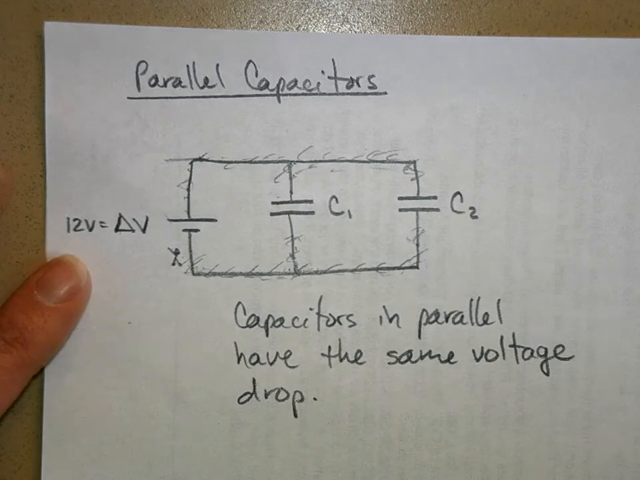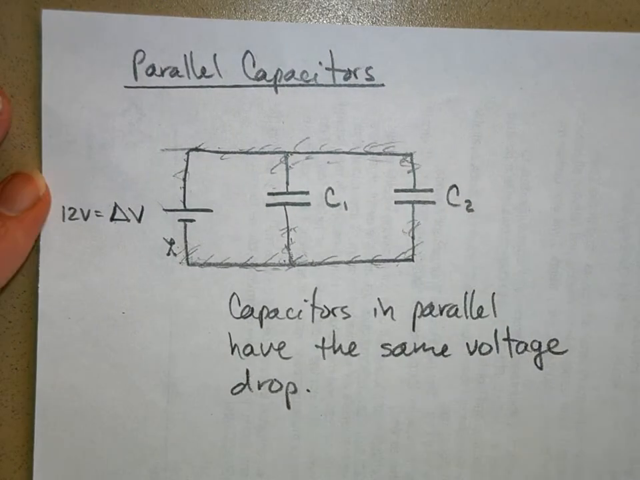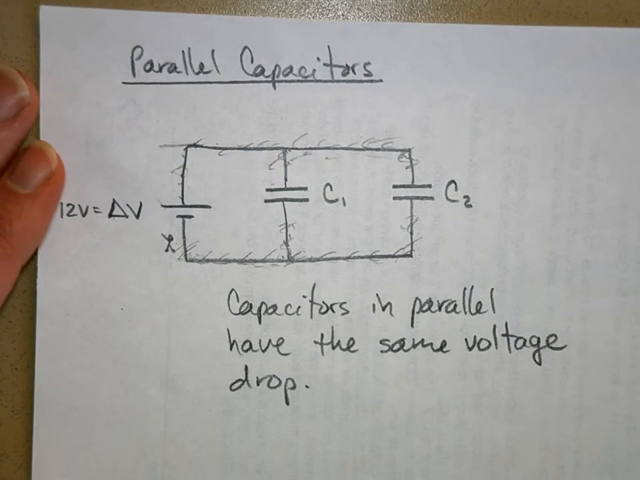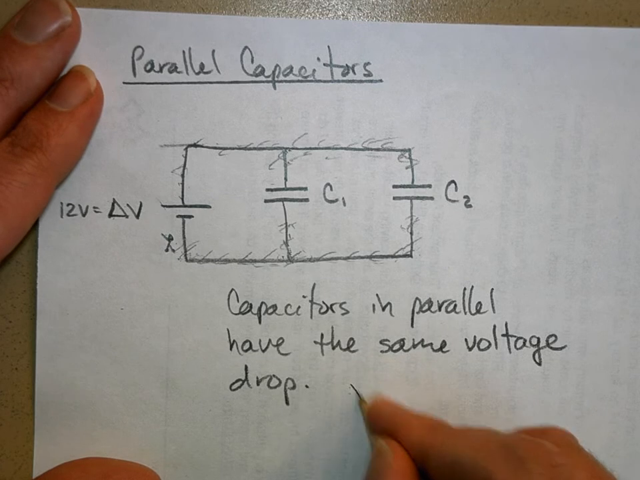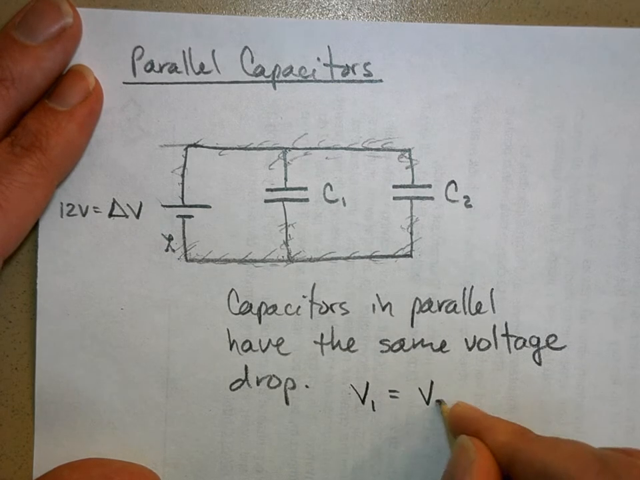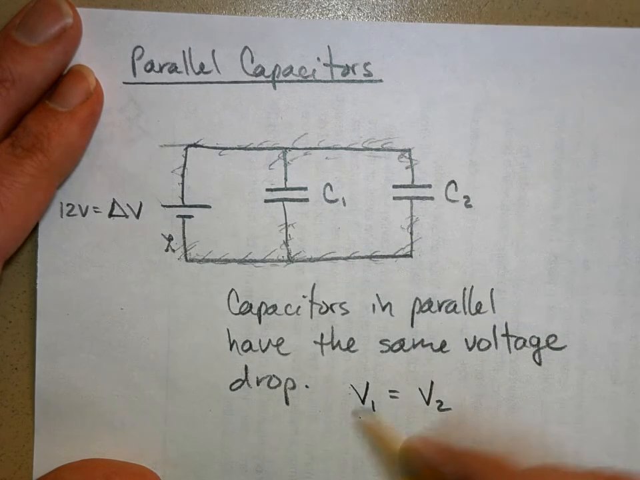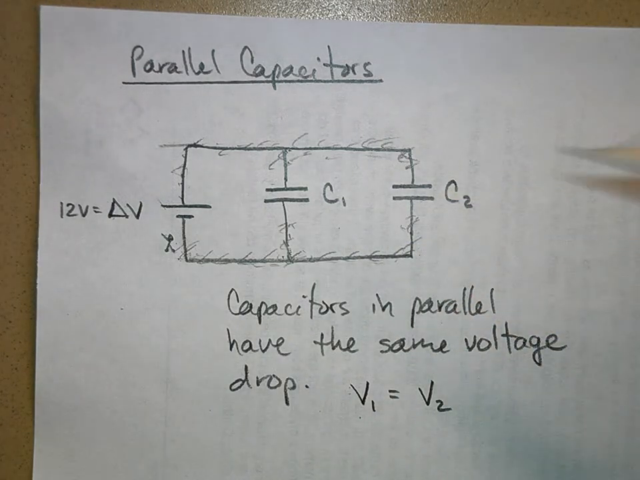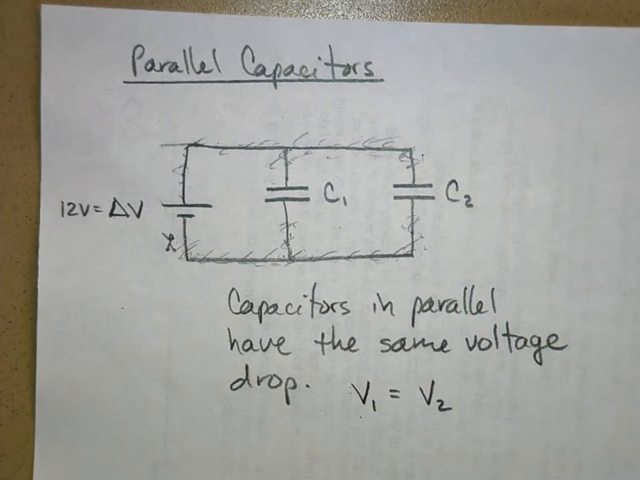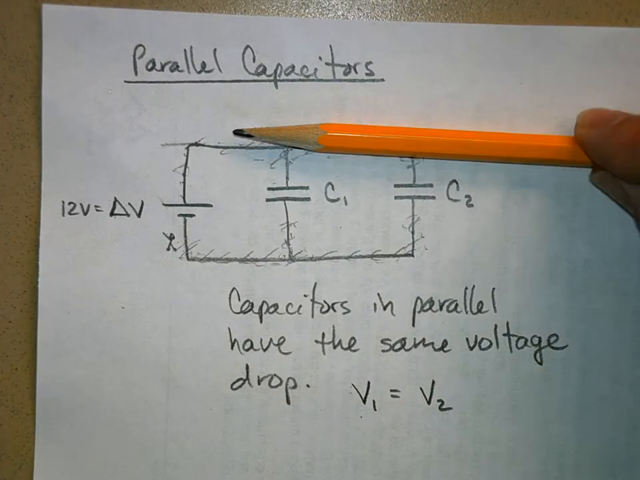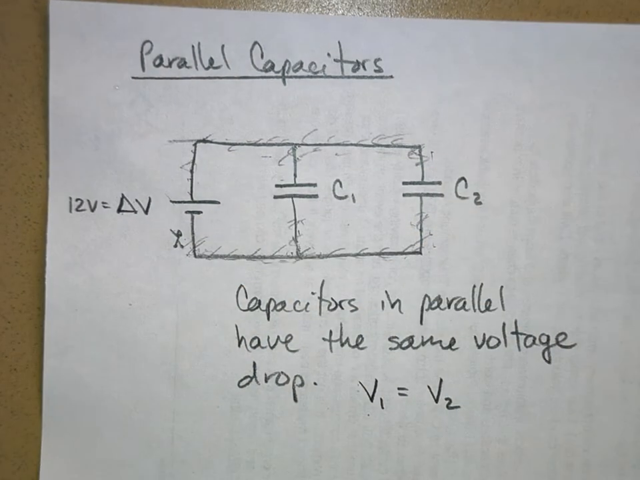Now, let's talk about charge. So, in other words, I can say that V1 equals V2. Let's say V is the voltage drop across C1, and V, or you can call it delta V, is the voltage drop across C2. They have to be the same, because look, 12 volts, 0 volts, same drop, no matter which path Voltage Man takes.